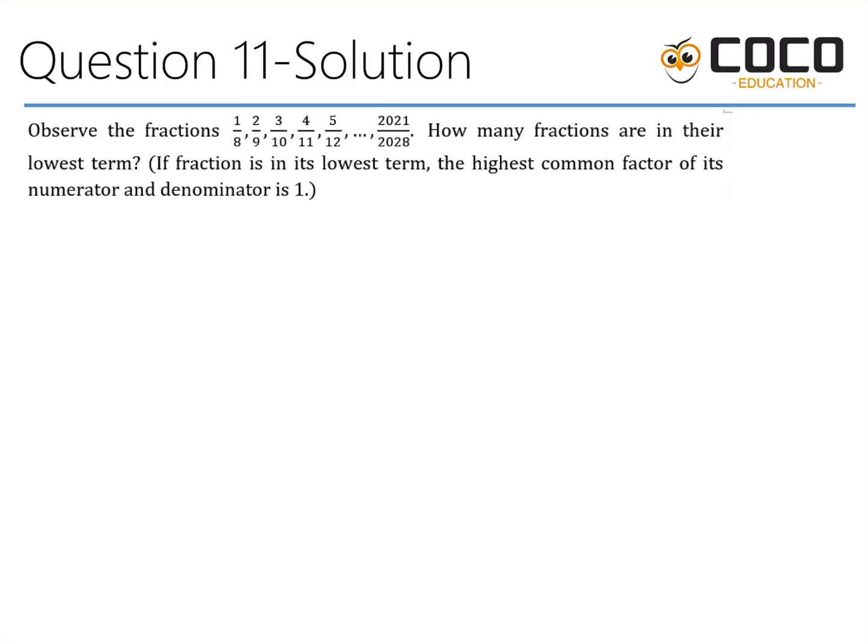Okay, let's take a look at question 11. So how many of the fractions here are in their lowest term? Lowest term means you can't simplify this any further. So one thing we can notice is that the difference between numerator and denominator is always 7. Okay, so we find those that are not in the lowest term.